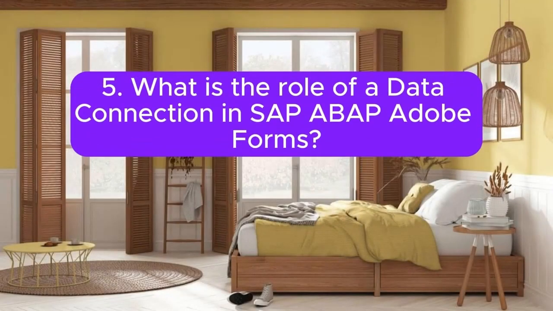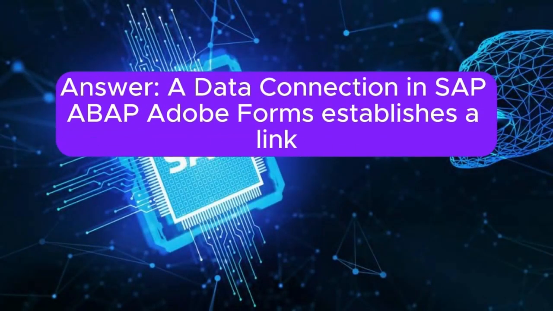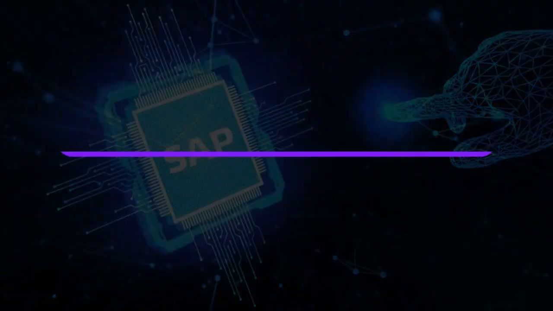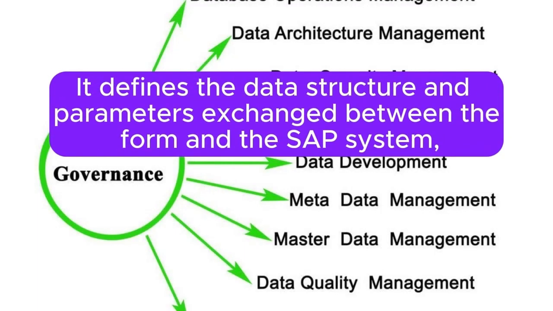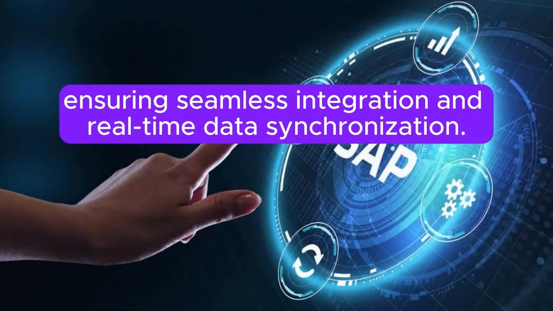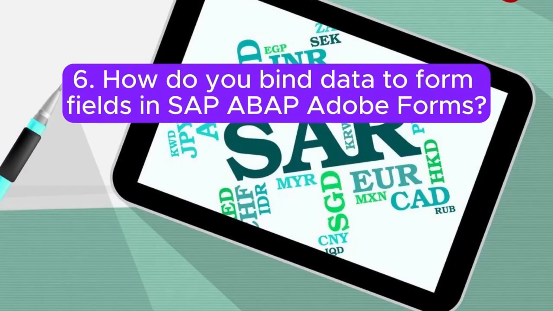5. What is the role of a data connection in SAP ABAP Adobe Forms? Answer. Data connection in SAP ABAP Adobe Forms establishes a link between the form layout and the SAP backend system for data retrieval and processing. It defines the data structure and parameters exchanged between the form and the SAP system, ensuring seamless integration and real-time data synchronization. 6. How do you bind data to form fields in SAP ABAP Adobe Forms?